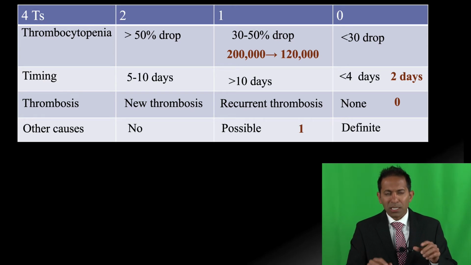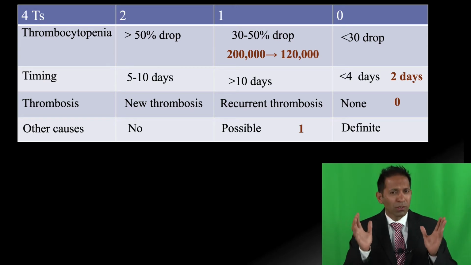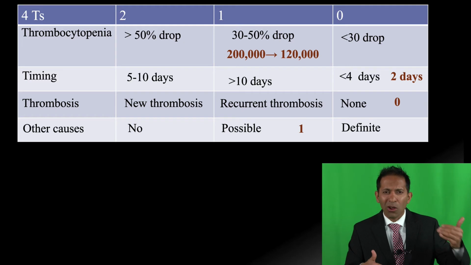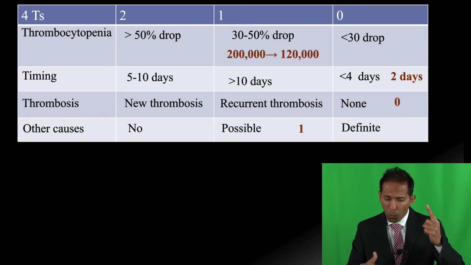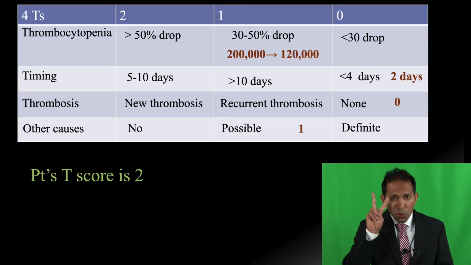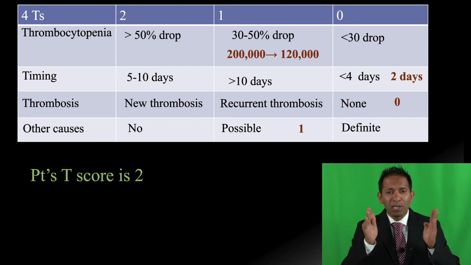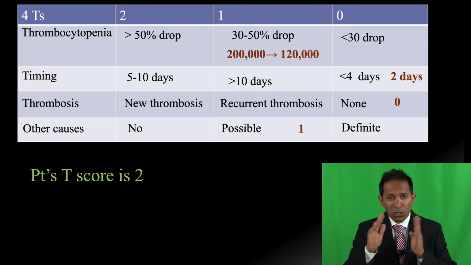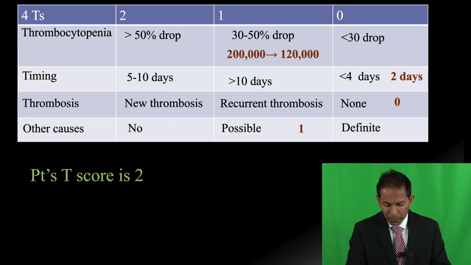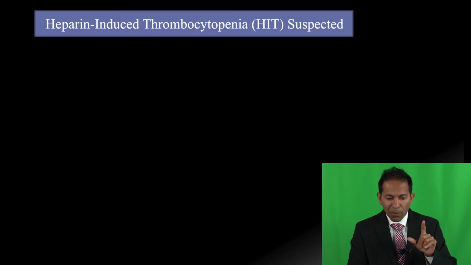Now other causes, she had a hip surgery or joint replacement. She could have other causes of having low platelet count. We will give 1 point, so she gets 2 points. So a 0 to 3 patient has a low probability of HIT, so we are not going to do any testing for her. Okay, so let's talk about the flow chart.